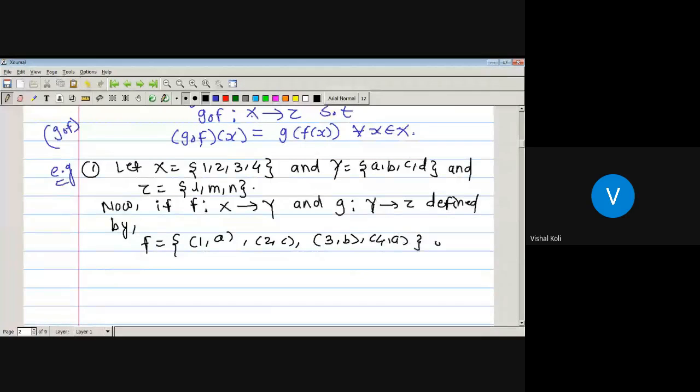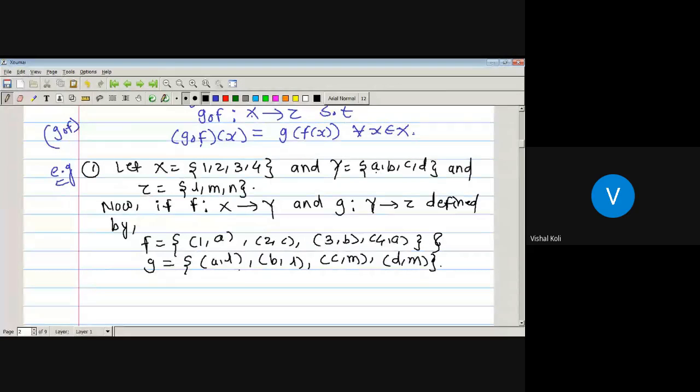And g is a function which is defined as: the domain of g will be a, b, c, d, that is Y, and the codomain of g will be Z. Therefore, all the elements of Y are mapped onto the elements of Z. Therefore, a goes to l, b goes to l, c goes to m, and d goes to m. So this is the mapping g.